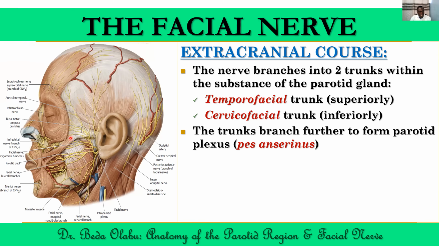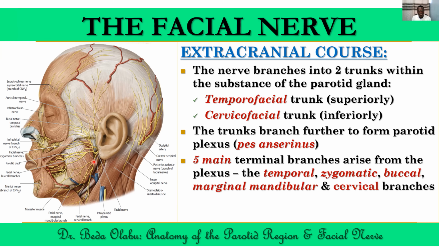You can see how extensive that plexus is. From this plexus, there are many patterns of the plexus. From the plexuses, there are 5 main terminal branches of facial nerve that have been described. We have temporal branch, which are the most superior there, so going to that territory.